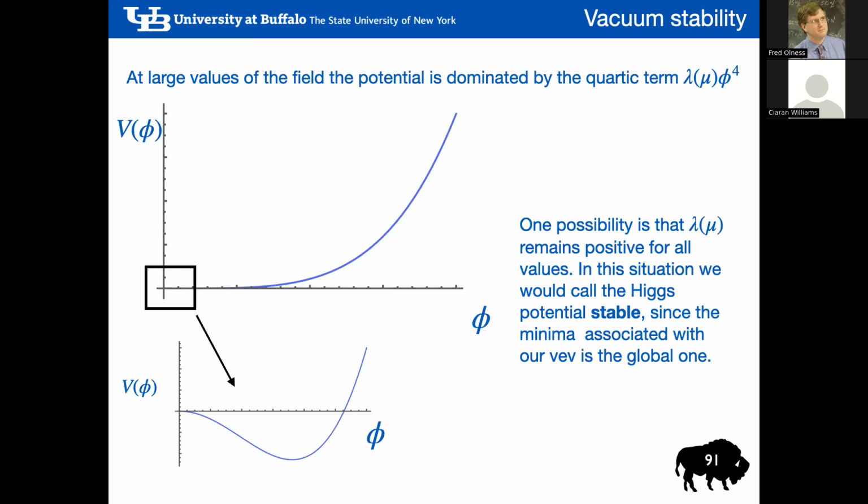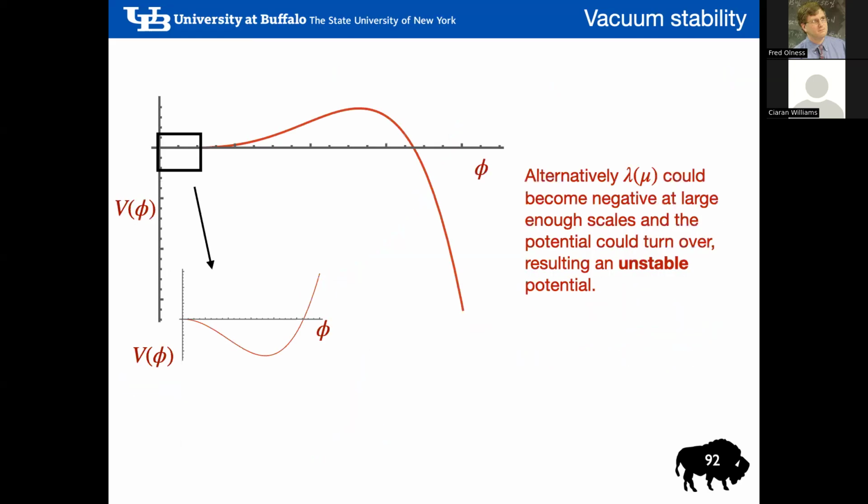Now, what could happen is that this could just keep growing forever and ever and ever. And we don't even see our little blip down here. And it's just a big wall. And in this configuration, we would say the Higgs potential is stable. Right? Nothing that interesting happens. Our VEV is the global minimum.